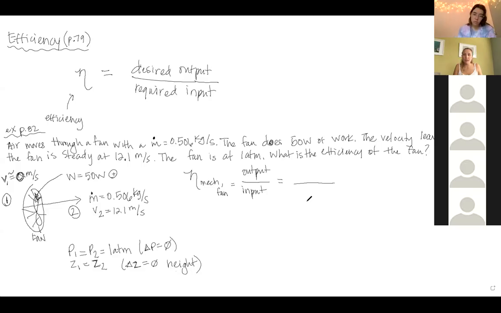Justin says work. Anybody think it's something else? Christian agrees. Yeah, it is going to be work, right? So the input here is going to be our work. And what's going to be our output? Kinetic energy. It is going to be kinetic energy produced.